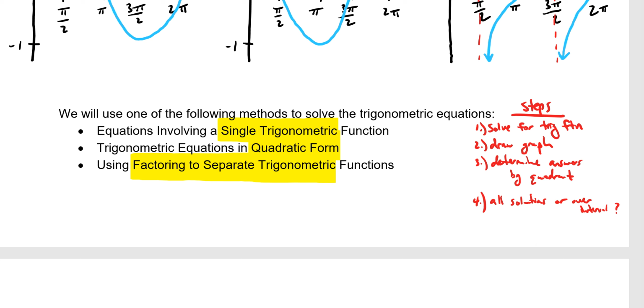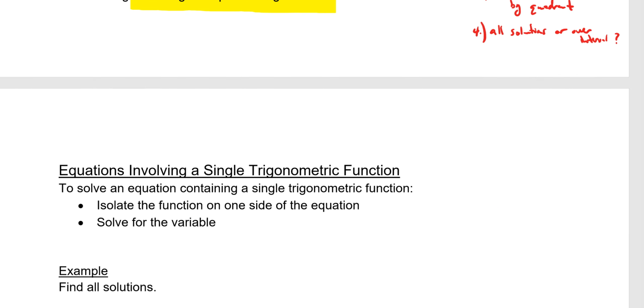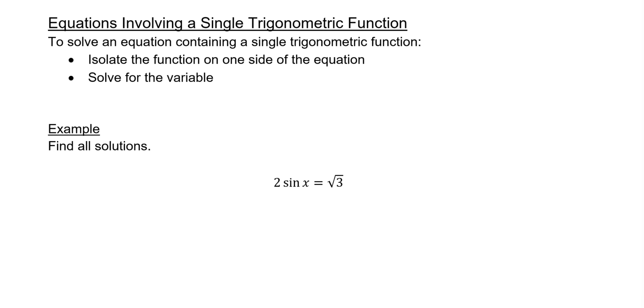All right, so remember these little steps here. That's pretty much going to be the steps for all of these. Step 1 is going to be the one that can change a little bit based on what the original question looks like. So let's start off with the easiest type, equations involving a single trig function. For this one, to solve for the trig function, we're just going to isolate the function. And that's usually just combining like terms, using addition, subtraction. We're going to get all of the function terms on one side, constants on the other side.